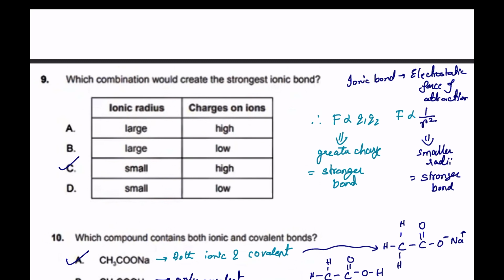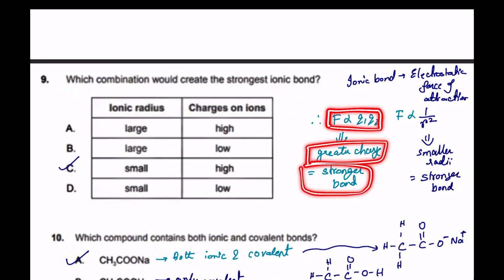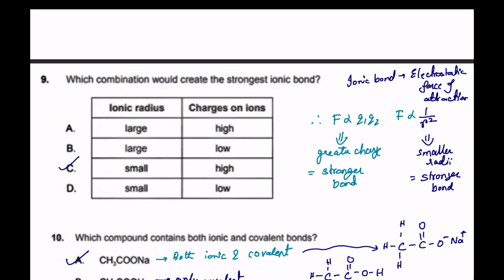Now, from the electrostatic force of attraction, we know that this force is directly proportional to the product of the charge on the ions, and it's inversely proportional to the square of the distance between the two ions. As it is directly proportional to the product of charge, obviously greater charge means stronger bond. So, for charges on ions, the higher the charge, the stronger the ionic bond.